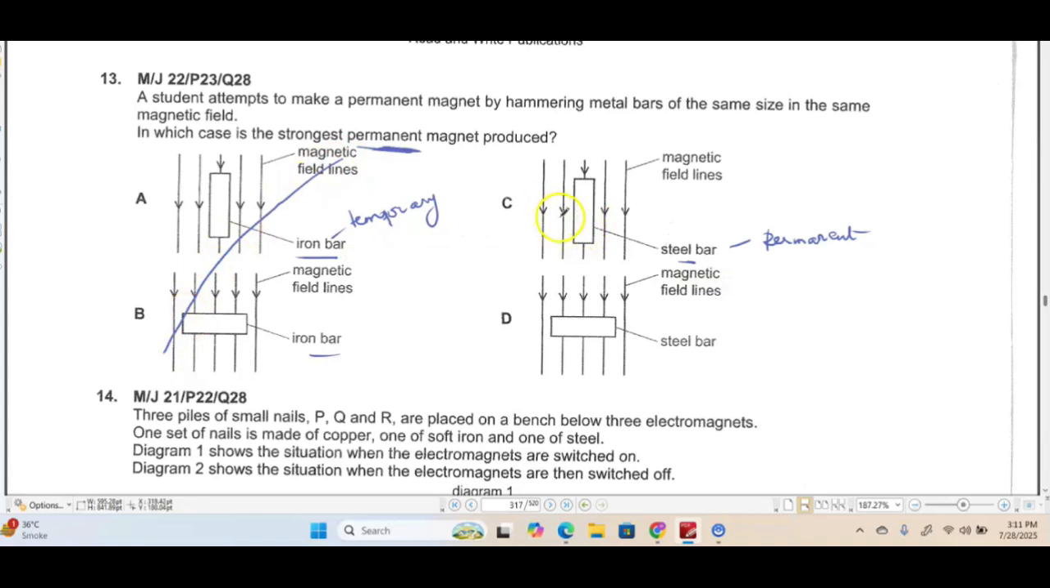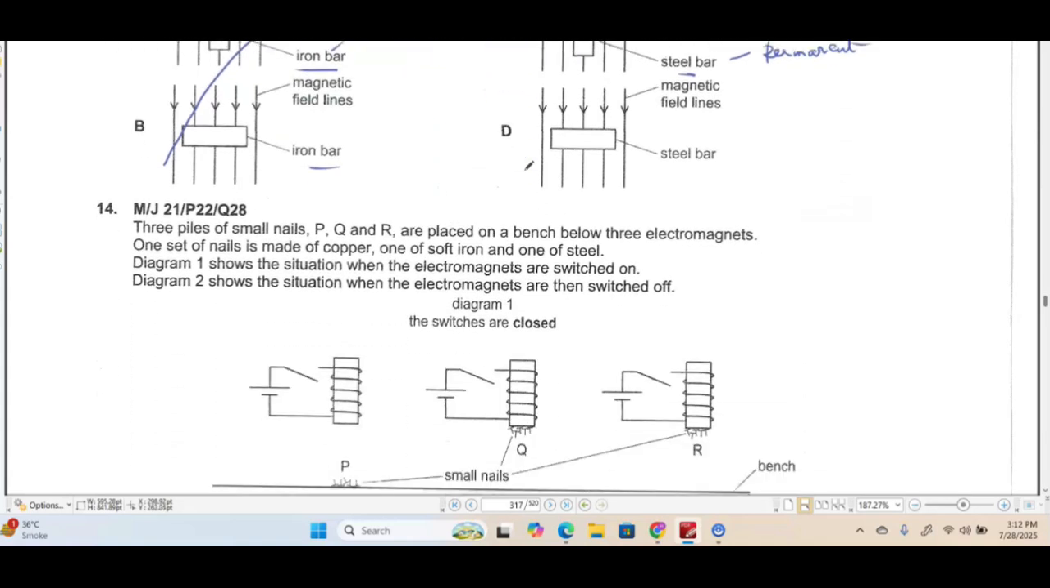Okay. And then if you want to make a strong permanent magnet, you have to keep the steel bar parallel to the magnetic field lines, okay, as opposed to keeping it perpendicular to the field lines, okay. So C is our correct option. This question comes many times in the exams, so just remember this, okay.